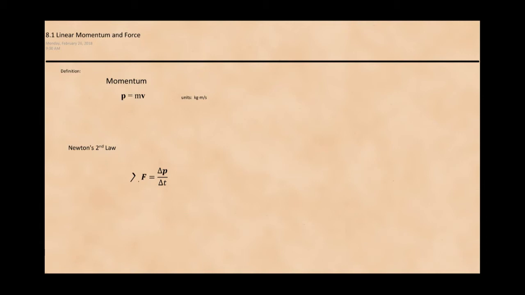Momentum is actually defined in terms of those two quantities. We give it the symbol P, and we say momentum is equal to mass times velocity. Because it is mass times velocity, note that it is a vector, so momentum has magnitude and direction. It's proportional to the mass and proportional to the velocity. It has units of kilograms times meters per second. It doesn't have a special name assigned to the units.